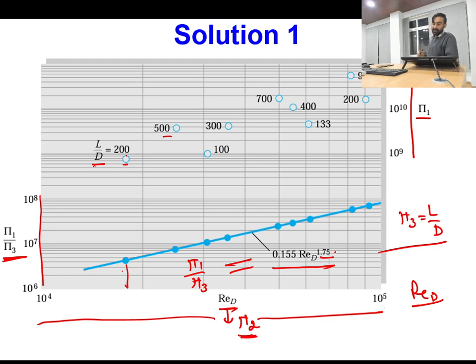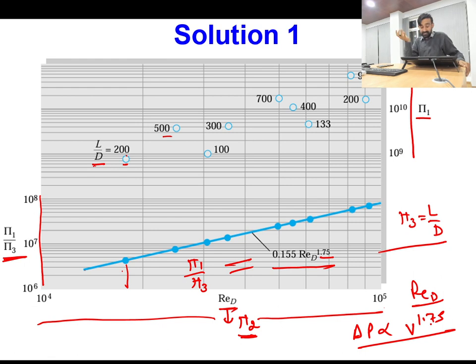So this is coming close to a popular relation of Blasius. Blasius was Prandtl's student who in 1914, by doing experiments, obtained that for turbulent flow the pressure drop through pipes is proportional to velocity to the power 1.75. So this is nothing but some other form of the Blasius outcome. Whatever outcome Blasius obtained, the same thing we are obtaining from this particular data.